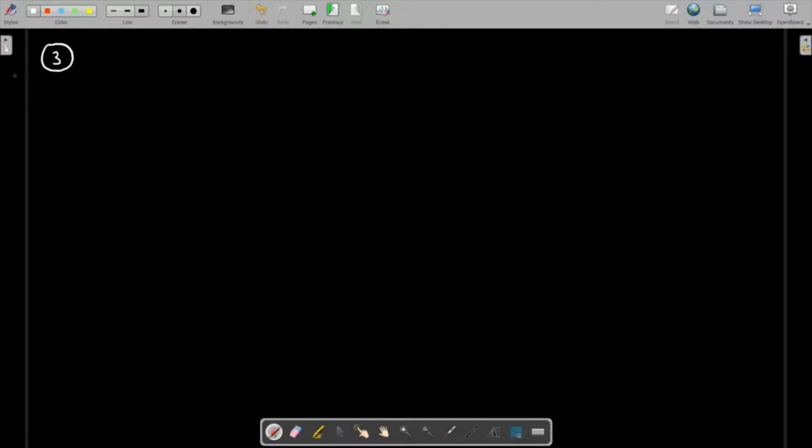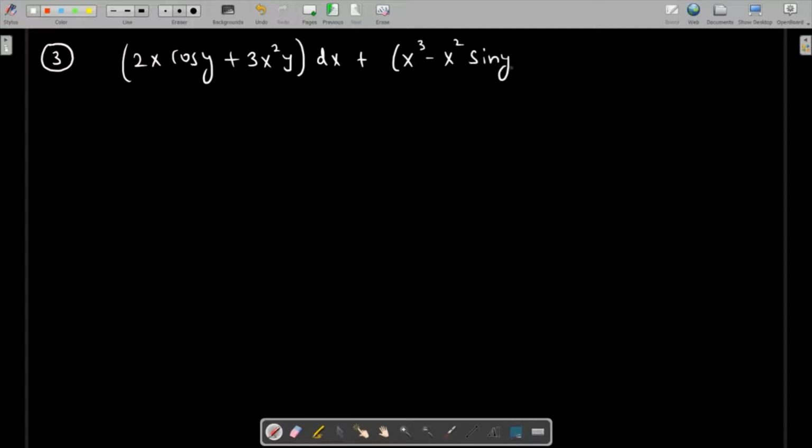Let's talk about another example of the same kind. So this one is, we have (2x cos y plus 3x square y) dx plus (x cube minus x square sin y minus y) dy is equal to 0. So as usual, we are going to first write what M and N is.